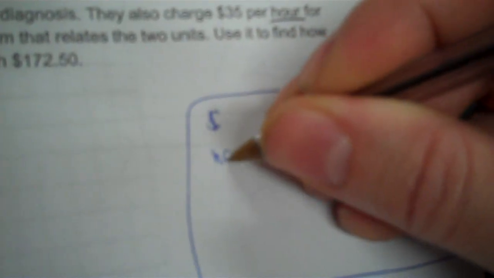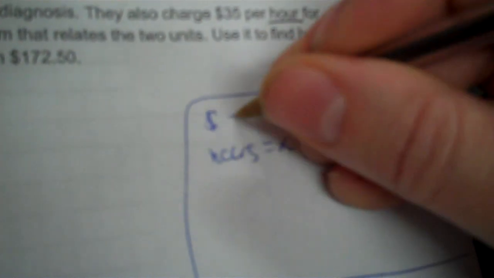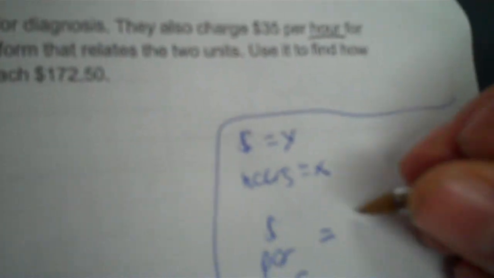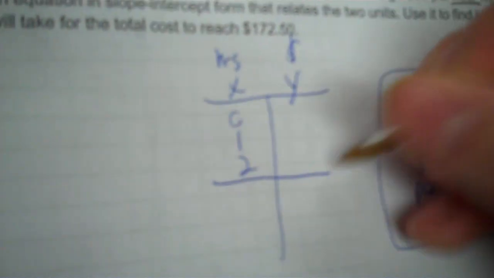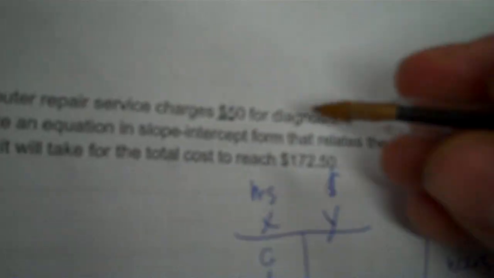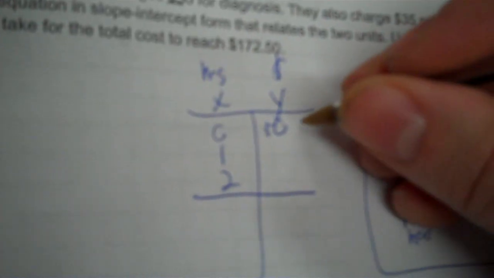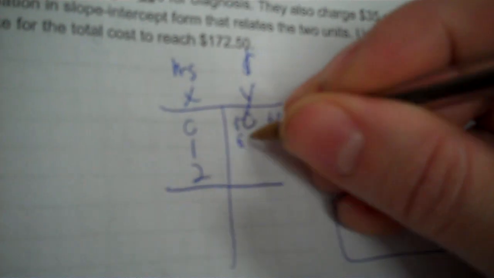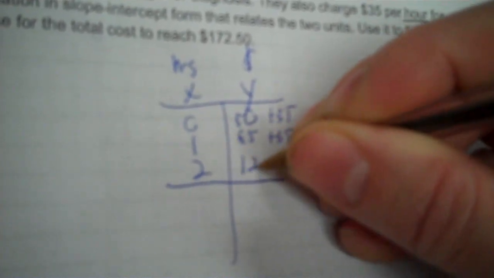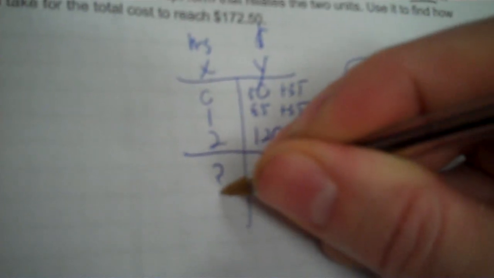Okay, so you got dollars and hours as your units. So hours is X, dollars is Y. So per, dollars per hour. So dollars per hour is 35. 35 times X. So we know what the slope is. So when you know what the slope is, you want to go 0, 1, 2, then block it. Because you know before $35 you started at 50, and then every hour you're adding the slope, 35. Every time this increases by 1, this increases by 35. So 85, 120, and I need to find out when we're at 172.50 for the hours.